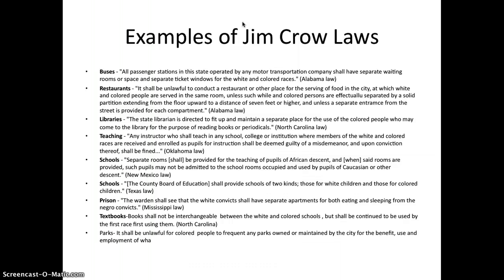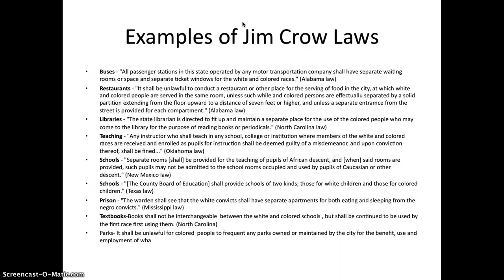A white teacher was not allowed to teach a black student. Black teachers were not even allowed to teach, except for their own black students. So if you think about it, you're having the illiterate teach the people who are going to be tomorrow without having anything. The schools were separated. As we said before, you have your black schools and you have your white schools. The prisons were even separated. You had a white and you had a black section of the prison for both eating and sleeping.